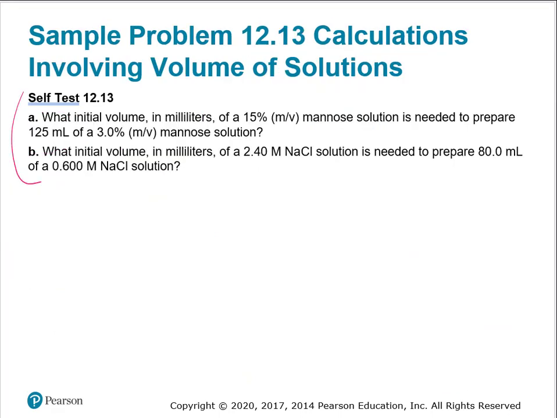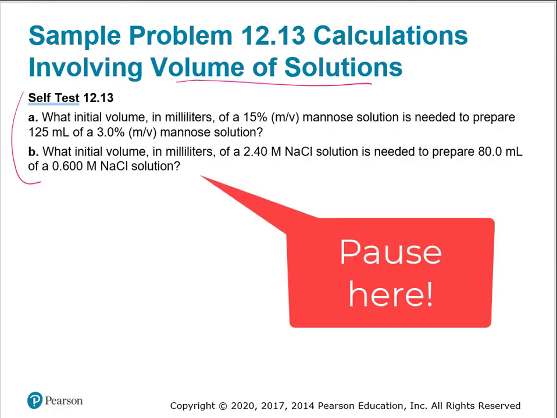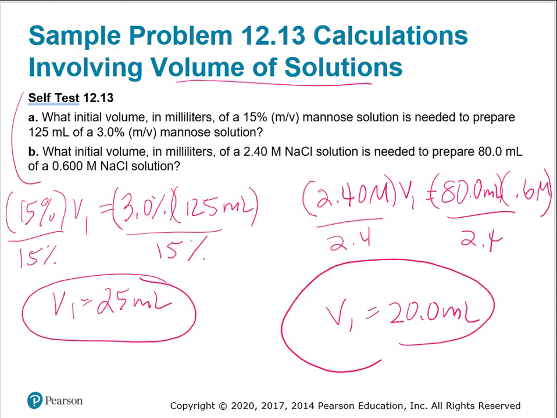Here are 2 more problems involving volume of solutions. Pause the video here. For these two problems, we were looking for the initial volume, so V1, and we were told that 15% was my initial concentration, and it was diluted to 3%, and we had 125 milliliters. So I divided both sides by 15%, and that gave me an initial volume of 25 milliliters.